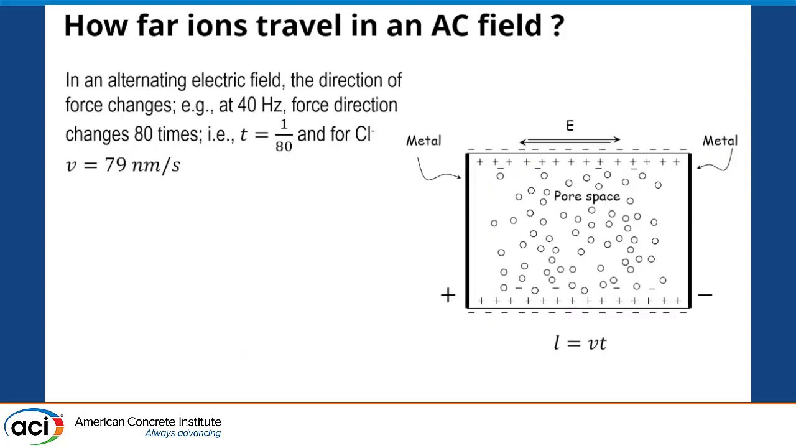Now, what happens inside the pore space? This is the part that gets really, really complicated and interesting. In an alternating electric field, for example, let's say we have 40 hertz, the field direction changes 80 times, right? If you take a chloride ion that has a 79 nanometer per second, and the time is 1/80, they're moving very small. But there are other things that are happening, because now you have the surfaces that are charged, and you have electric field from them.